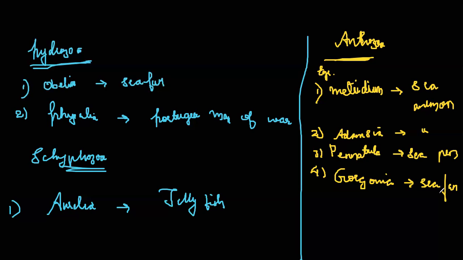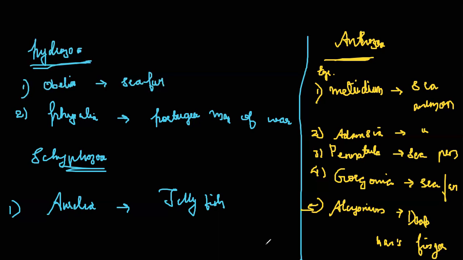Then red coral, blue coral, all those are there. Just leave it. Then Alcyonium. Sorry, very sorry. Alcyonium is known as dead man's finger. Clear with that? This is all about phylum Coelenterata.